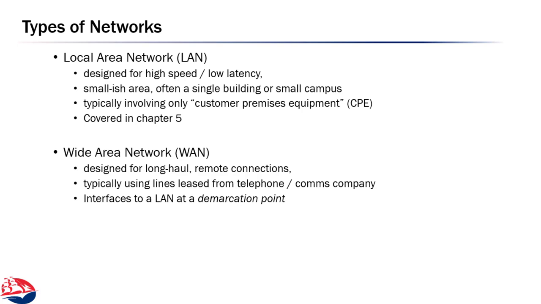So there are generally two ways to look at networks and the technology that we use for communications. One of them is the local area network, or the LAN. And this is really designed for high speed and low latency activity. It's a small-ish area geographically, and typically maybe one building or a small campus.